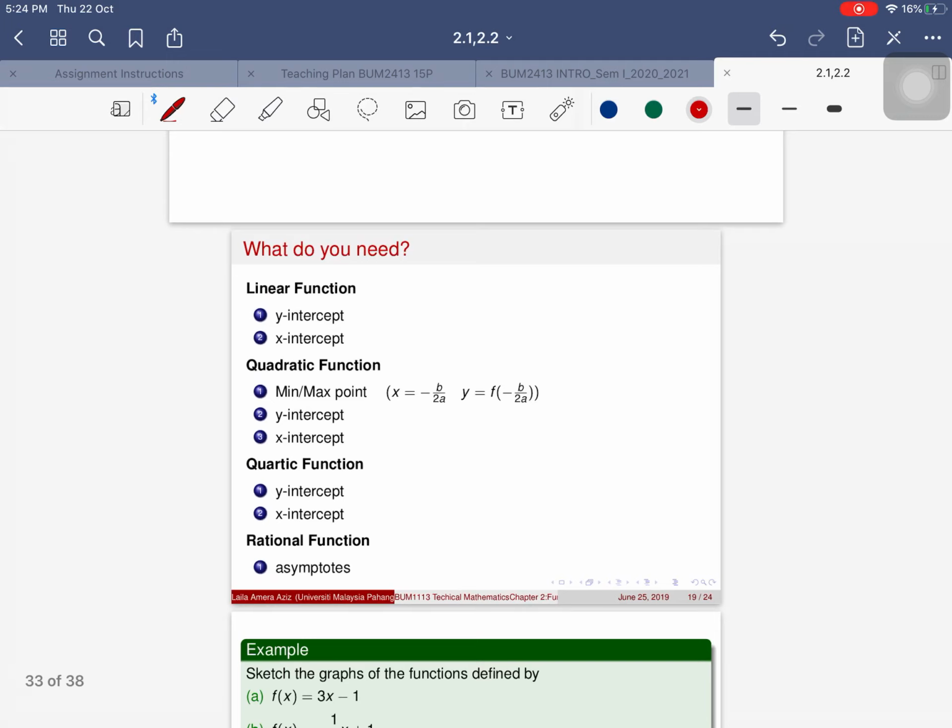And this is what I mentioned before: when you want to sketch each of these graphs, what do you need? For linear function, you need the x and y-intercepts. For quadratic function, you need the minimum or maximum point, y-intercept, and x-intercept. Remember, this is the formula that I gave to you before. How do you find the x and y coordinates? For cubic functions, you also need the x and y-intercepts. And for rational function, you need to find the asymptotes. So when you have these elements, straight away you can sketch the function.